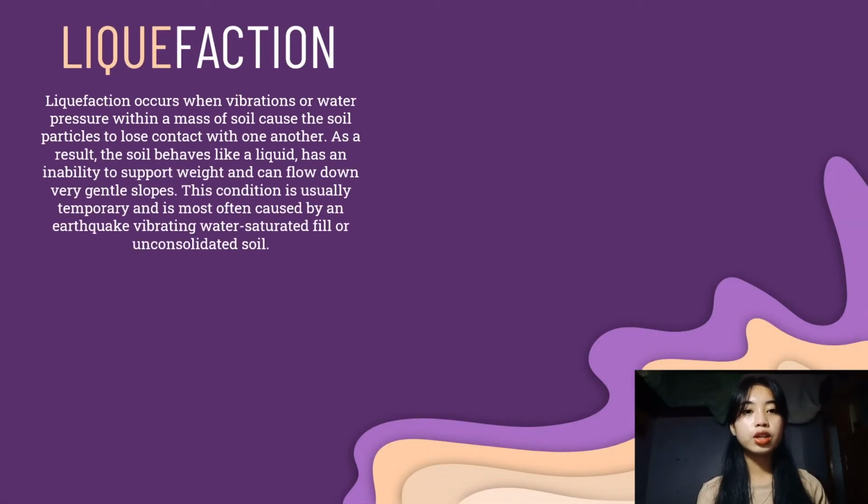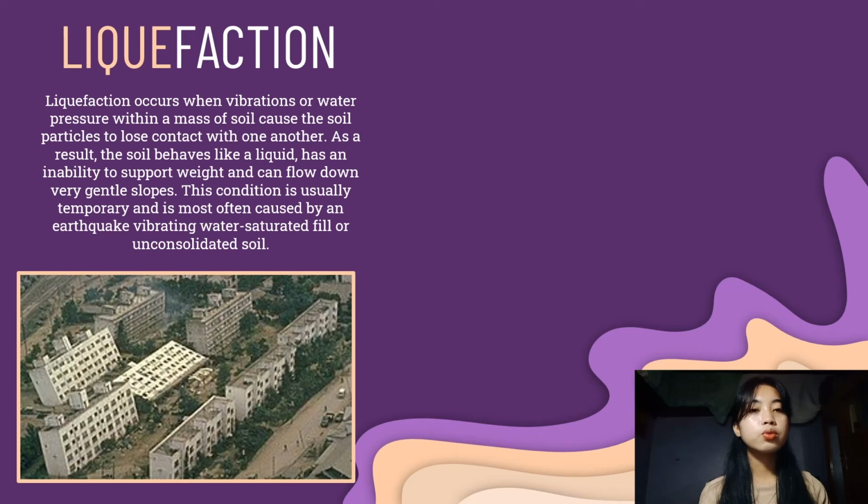First, liquefaction. Liquefaction occurs when vibrations or water pressure within a mass of soil cause the soil particles to lose contact with one another. As a result, the soil behaves like a liquid, has an inability to support weight, and can flow down very gentle slopes. This condition is usually temporary and is most often caused by an earthquake.